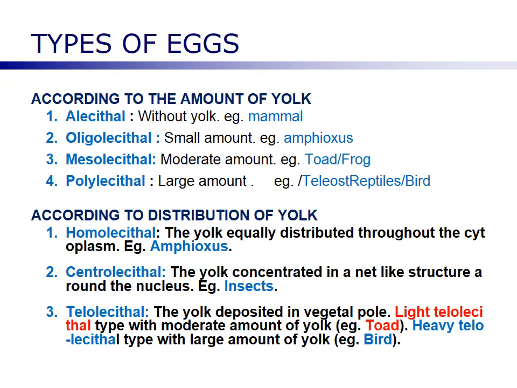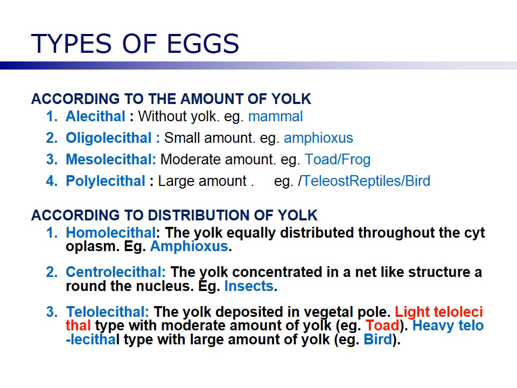If we classify the egg according to the amount of yolk, there are alecithal, oligolecithal, mesolecithal, and polylecithal eggs. Alecithal eggs are without yolk. Oligolecithal eggs contain small amounts of yolk. Mesolecithal eggs contain moderate amounts of yolk, and polylecithal eggs have large amounts of yolk.